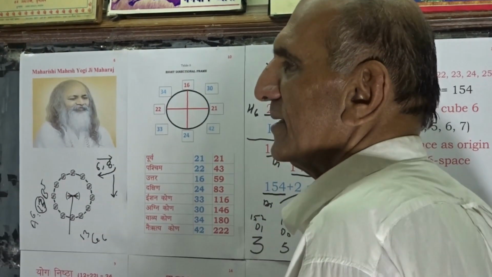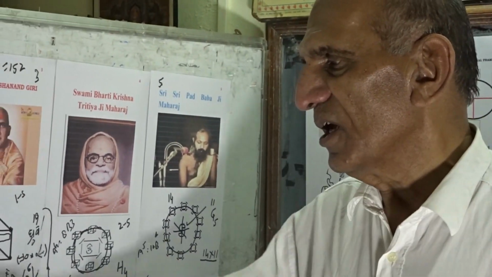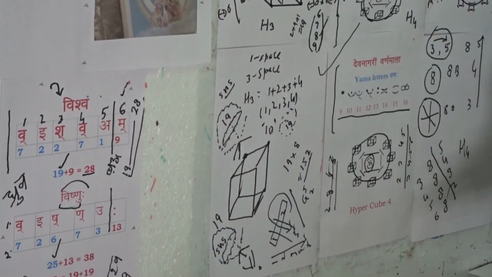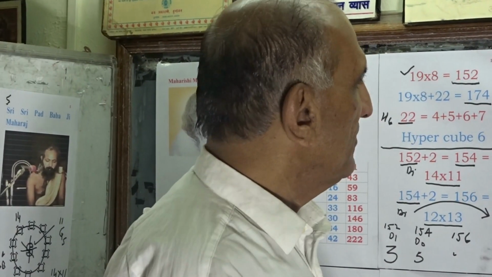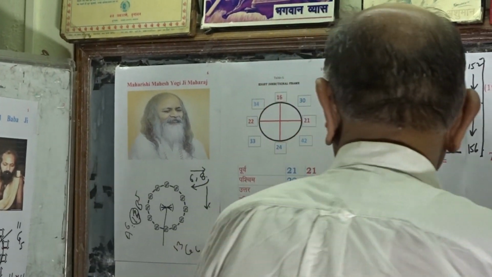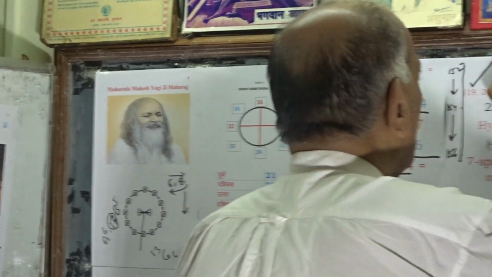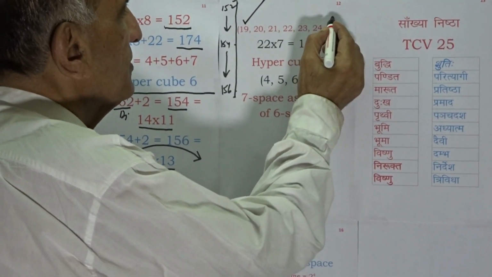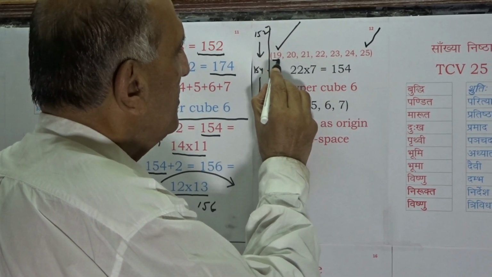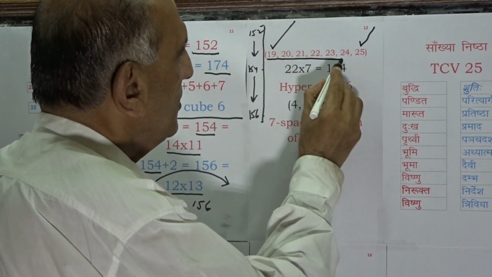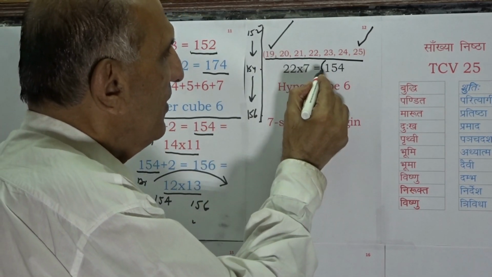Now let us have a fresh visit to the pair of formulations Vishwa and Vishnu. See, the formulation Vishwa is of TCV value 19 and Vishnu is of TCV value 25. Let us reach at this range 19, 20, 21, 22, 23, 24 and 25. See, the summation value is 154.